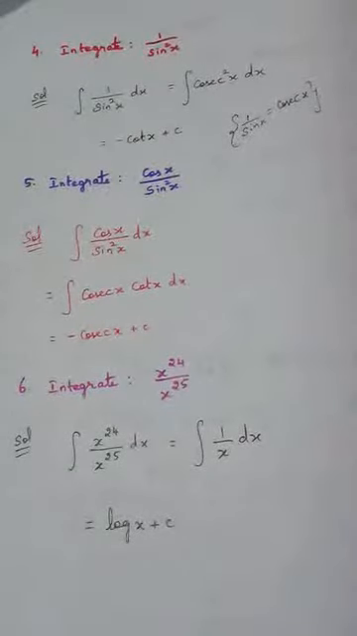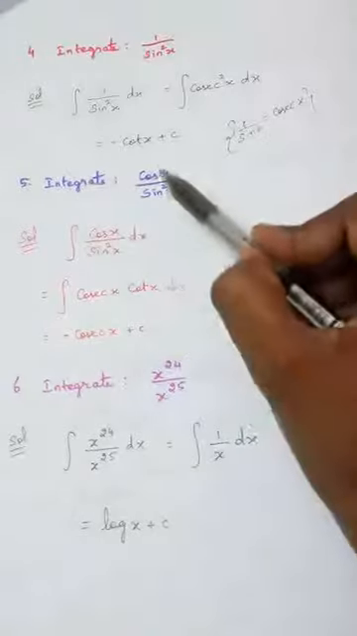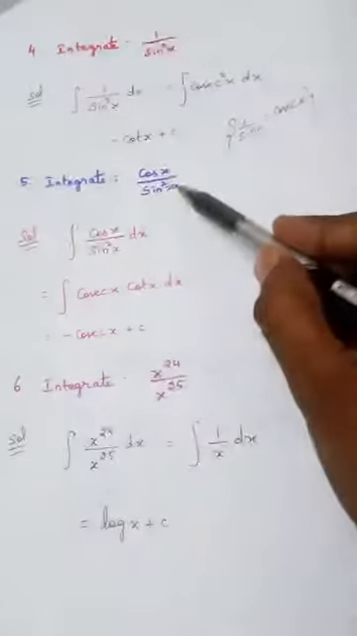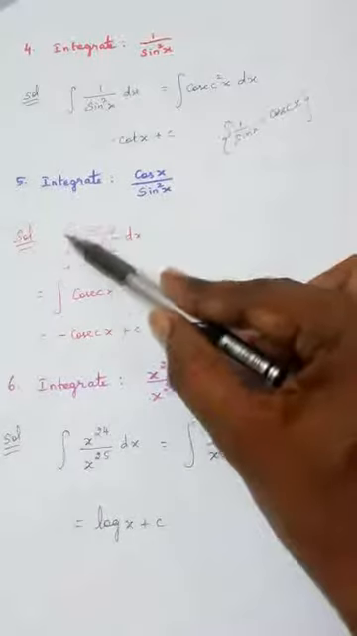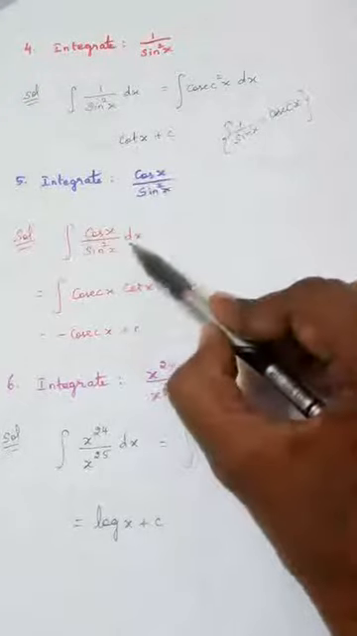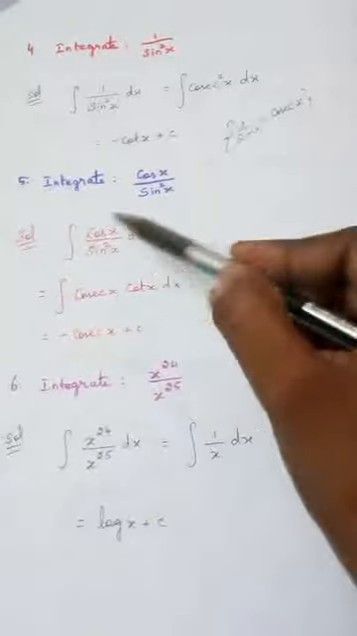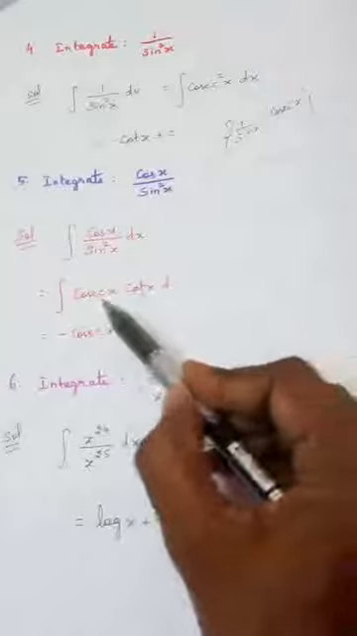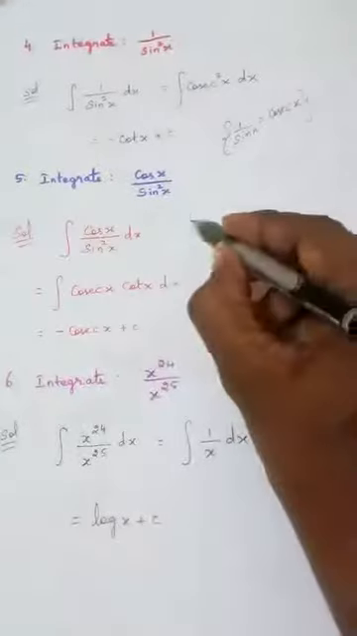Problem number 5. Integrate cos x by sine square x. So as usual, what we will do, putting the integral symbol, writing this function dx. Now this is written as cosecant x into cot x. I'll explain how it is.